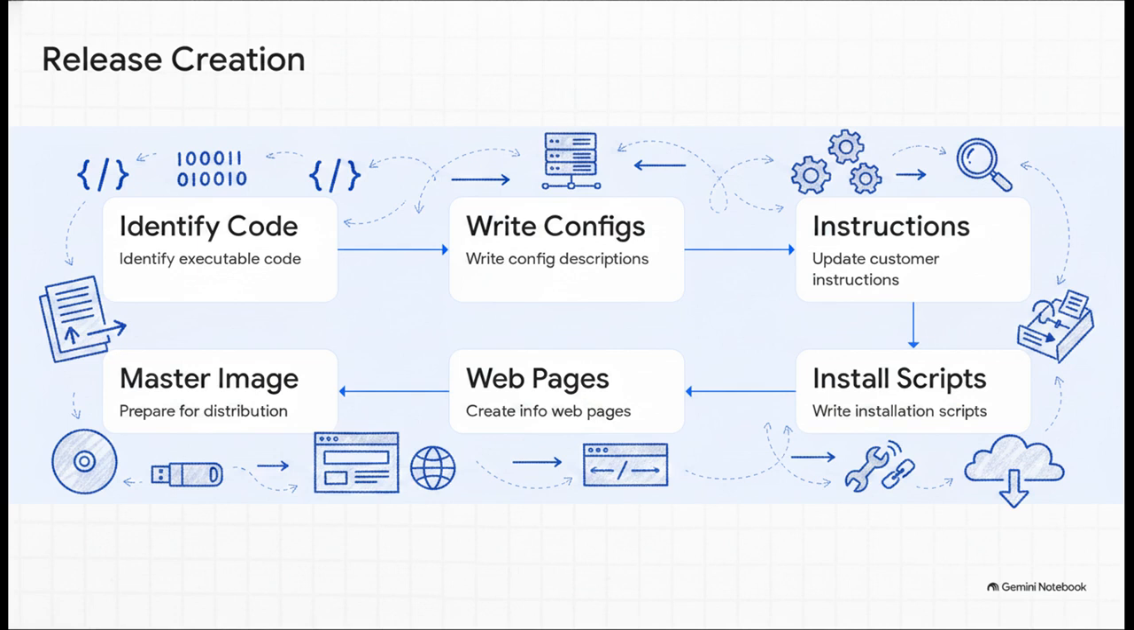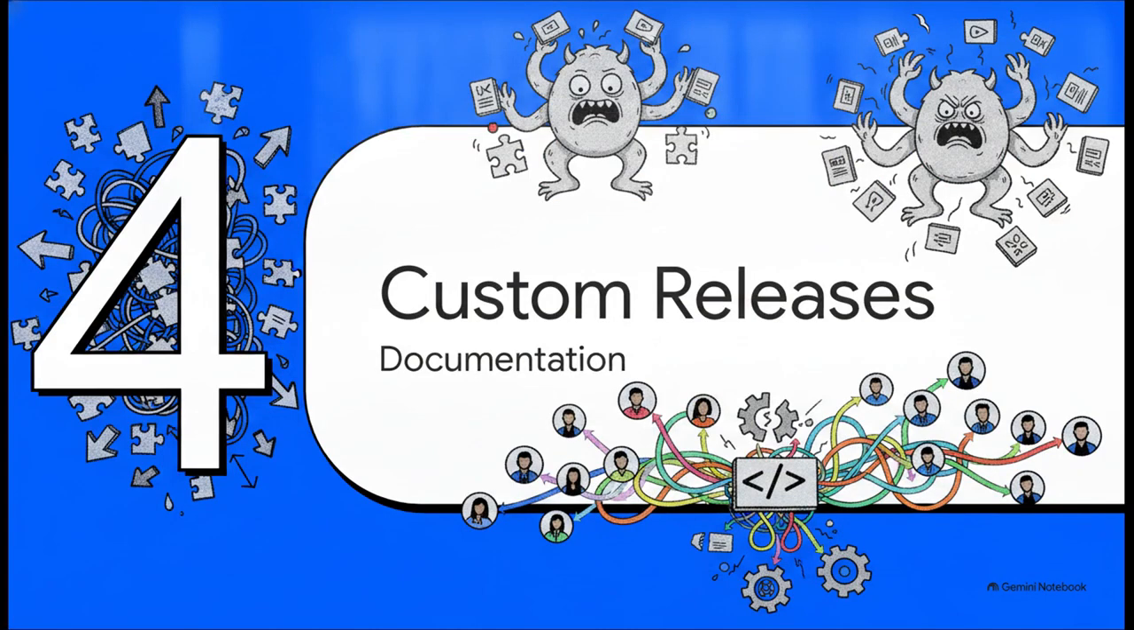Fifth, you create the web pages and publicity links. And finally, step 6, you prepare the master image, which is the single executable package ready for distribution. So to recap, release timing is a delicate business balance executed through a rigorous 6-step creation process. All right, Section 4, custom releases and documentation.